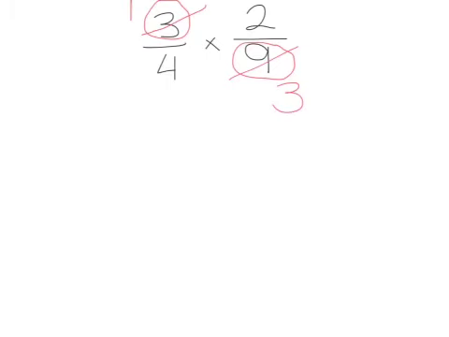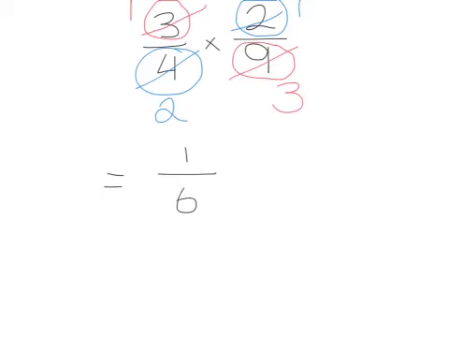And then if you see 2 and 4 also have factors in common, 2 goes into 2 once and it goes into 4 twice, so I'm going to simplify this fraction. So now what I have is 1/2 times 1/3, which is a much easier fraction to multiply than what we originally had. 1 times 1 is 1, 2 times 3 is 6.